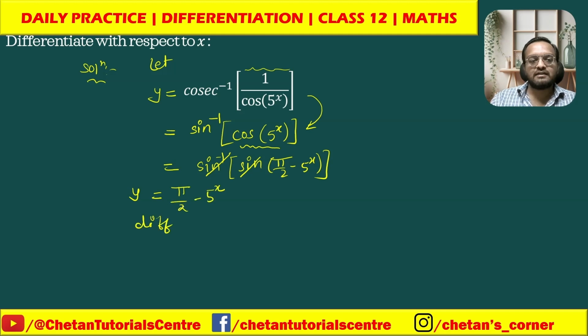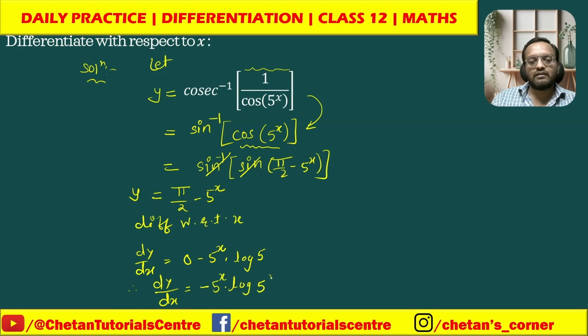And on differentiating this y with respect to x, I will get dy by dx. Now this pi by 2 is a constant function, so its derivative will be 0, minus derivative of 5 raised to x. So 0 minus 5 raised to x into log 5, which is the derivative of 5 raised to x. On simplifying, dy by dx is equal to minus 5 raised to x into log of 5, which is our final answer. So in this way, we differentiate cosec inverse of 1 upon cos 5 raised to x.